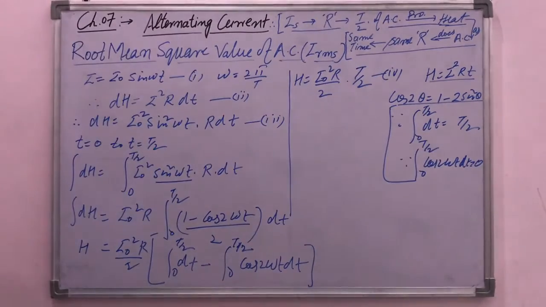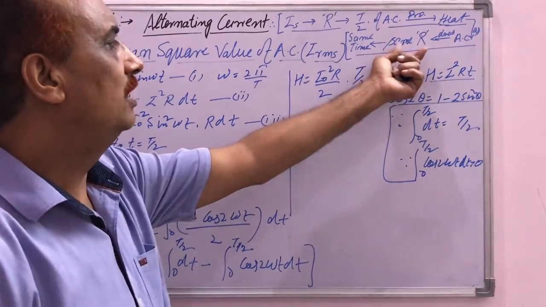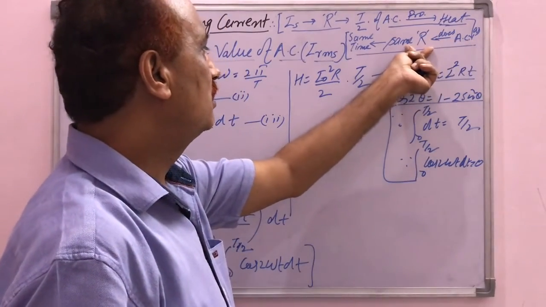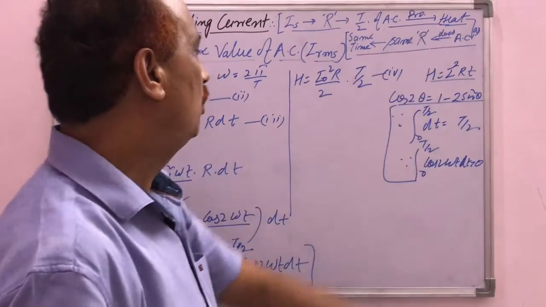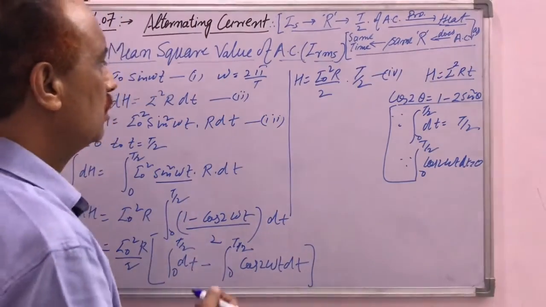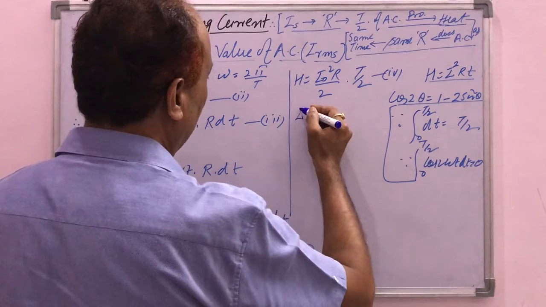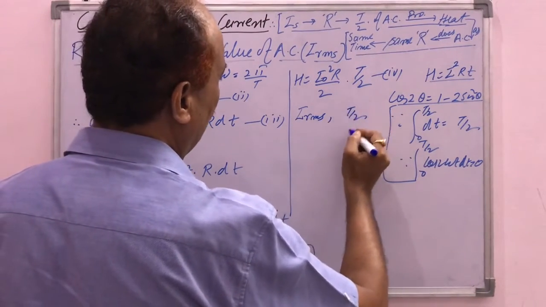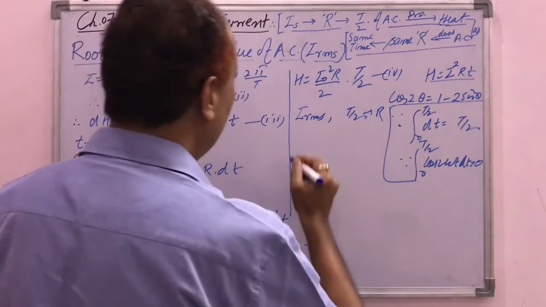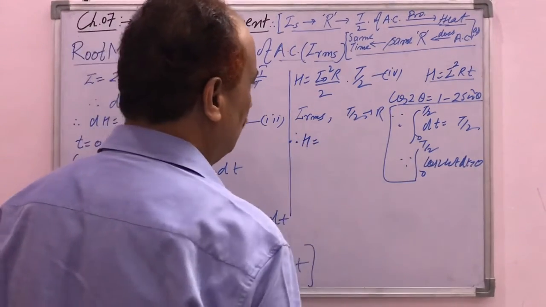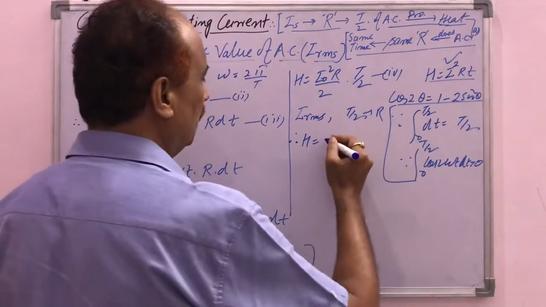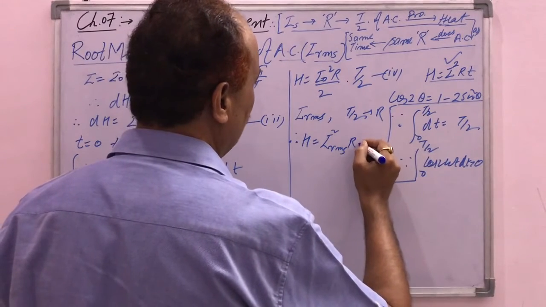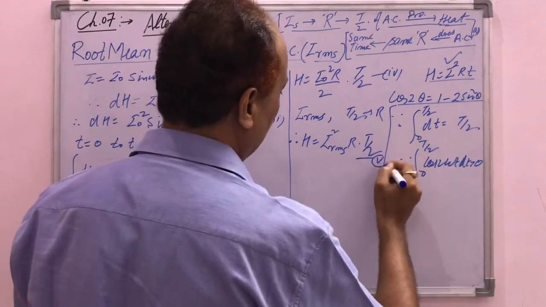Now the second part of the definition says the heat energy produced by the steady current through the same resistor for the same time interval will be the same. So let the current flowing in the resistor R equal I RMS for a time T by 2. Then the heat energy produced H, according to the same formula, is I square RMS R into T by 2. This is equation number 5.